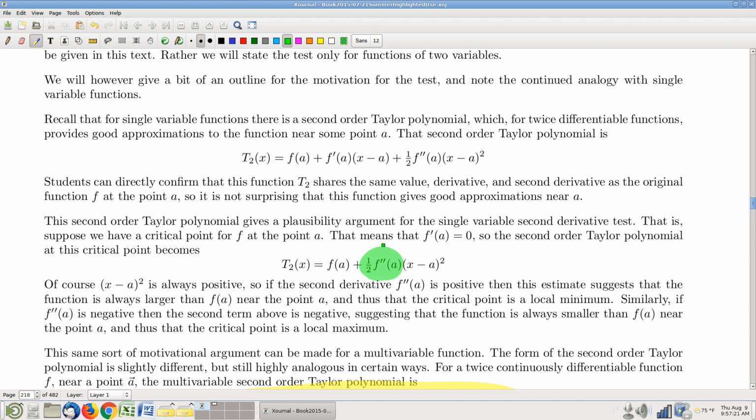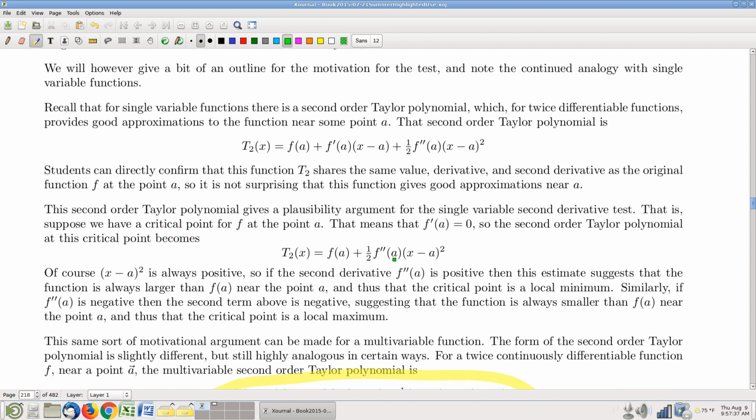Okay, so the big idea is, you can take this point of view on how to understand what's happening at a critical point by thinking about what the second order Taylor polynomial turns into at that critical point. Okay, so we're going to do the same thing now in a multivariable setting.